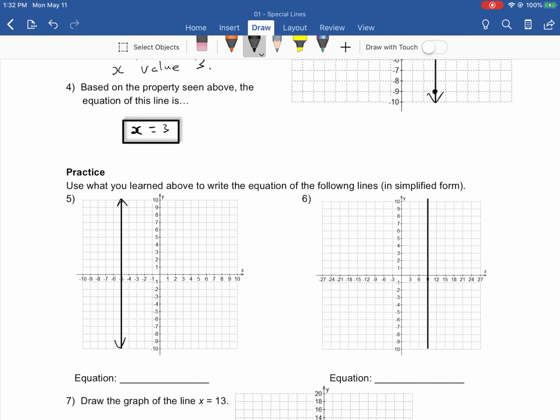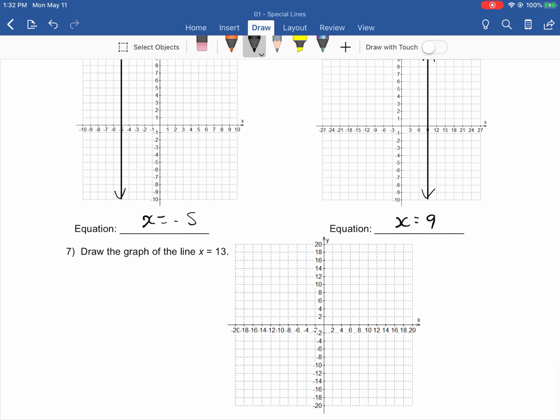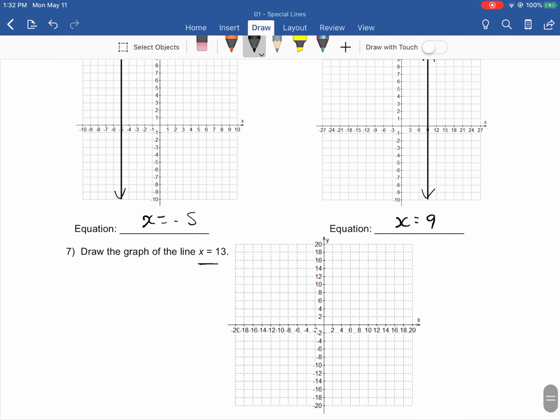Like this example here. A vertical line going through negative 5, equation x equals negative 5. A vertical line going through x equals 9, x equals 9. And then it says draw the graph of the line x equals 13. When I see x equals 13, that's got to trigger me to going, oh, x equals, not y equals like the other lines I've seen. X equals, meaning it's a vertical line. And where's that vertical line? It's at the x value 13 right there.